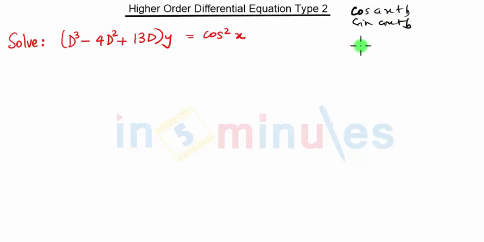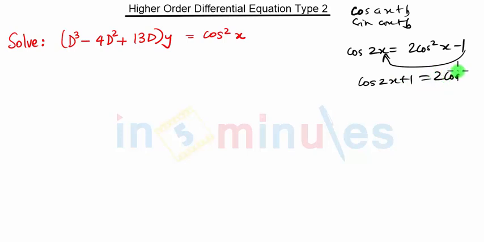So instead of cos square x we are going to write, we know that cos 2x is nothing but 2 cos square x minus 1. I take this minus 1 here, so it will become cos 2x plus 1 equal to 2 cos square x. If I take this 2 in the denominator, it will become cos 2x plus 1 upon 2. So this will be nothing but cos square x. You have to remember this, that is cos square x is nothing but cos 2x plus 1 upon 2.